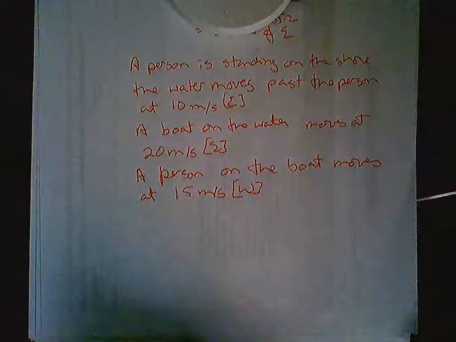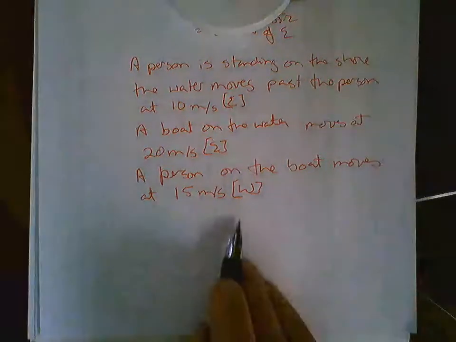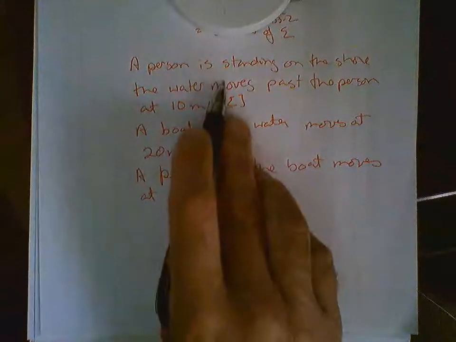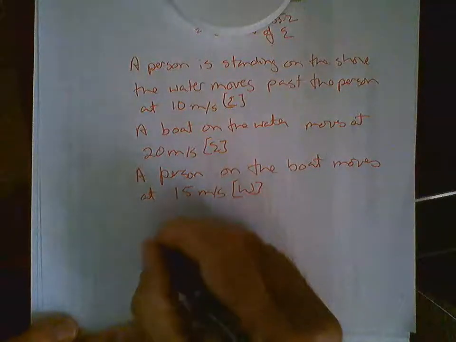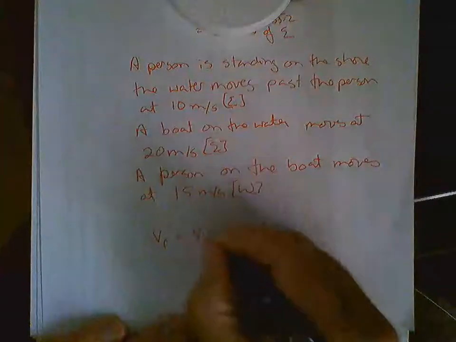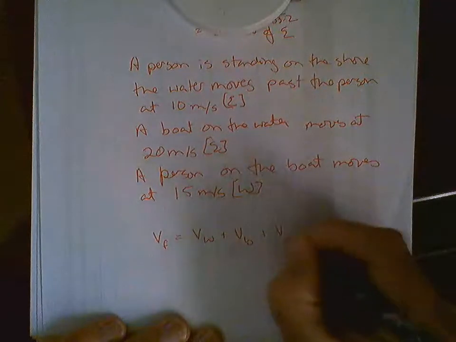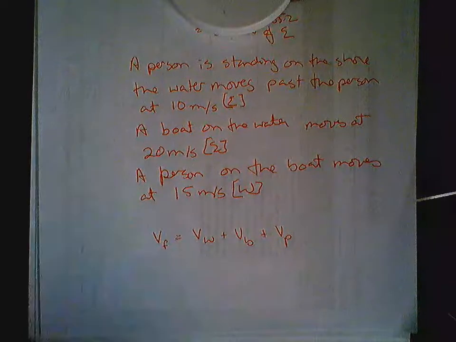Well, it depends where you're standing. If you're sitting in a chair on the boat, you think the person is moving 15 meters a second west. But what does the person on the shore think? Well, what we can do is add up all of these vectors. We can take the velocity of the water plus the velocity of the boat plus the velocity of the person. I don't do it the same way that they do it in the lesson. I use a more simplified version. You can use whatever works for you.